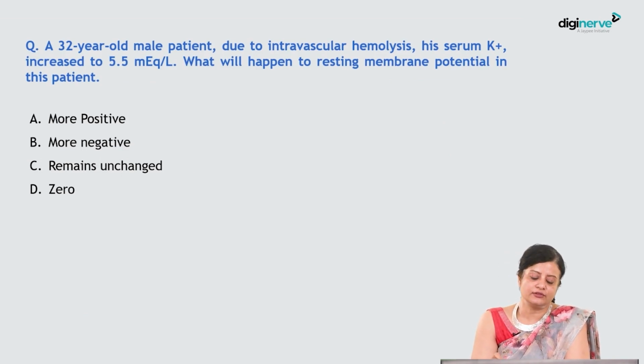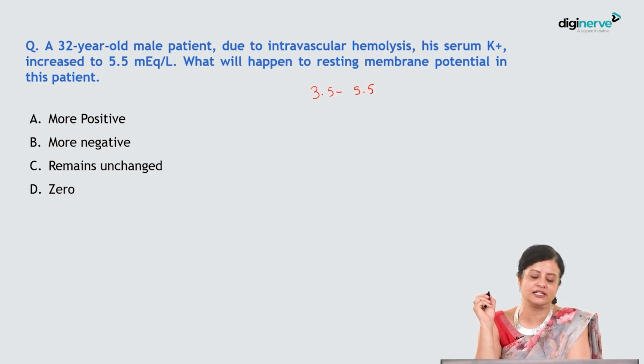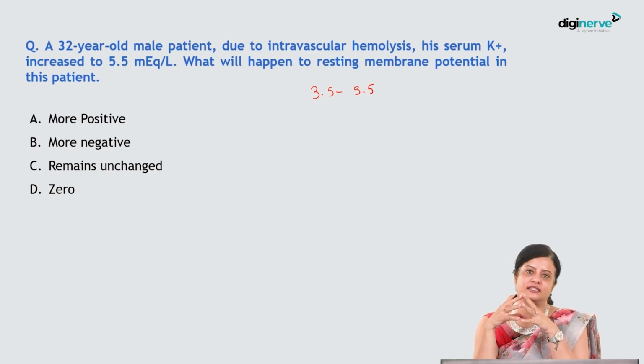A 32-year-old male patient, due to intravascular hemolysis, has his serum potassium level increased to 5.5 milliequivalents per liter. Again, reminding you of the normal potassium levels, which range between 3.5 and 5.5 milliequivalents per liter. What will happen to the resting membrane potential in this patient?